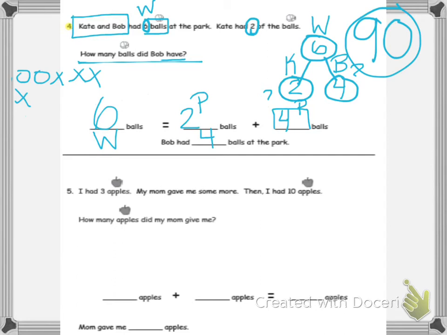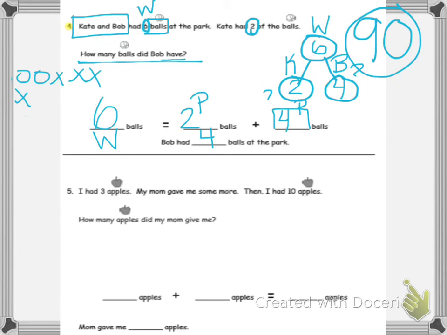So now, this next one. Remember, this next one you're going to do on your own, but I'm going to read it to you, and we're going to do cubes and talk about it for a minute, and then I'm going to get you to solve it. So now look at this. It says, I have 3 apples. My mom gave me some more. Then I had 10 apples. How many apples did my mom give me?